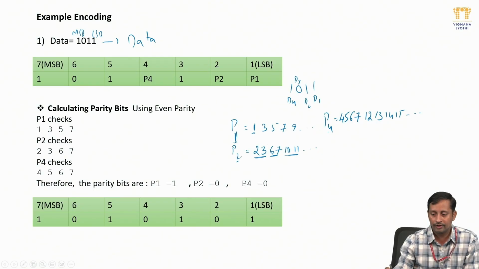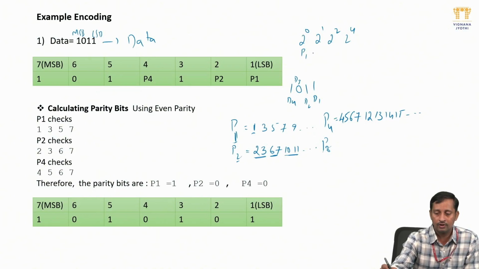Now for example, if I want to find P8, because the parity bits are nothing but what? Powers of 2. So we have 2 power 0, 2 power 1, 2 power 2, 2 power 3. 2 power 0 is 1, that is P1. 2 power 1 is 2, P2. 2 power 2 is 4, P4. Next, 2 power 3 is 8, P8.